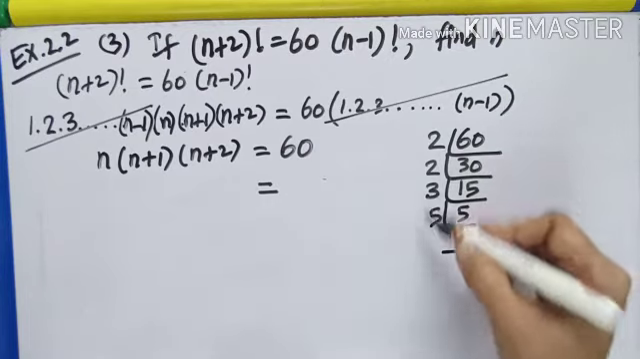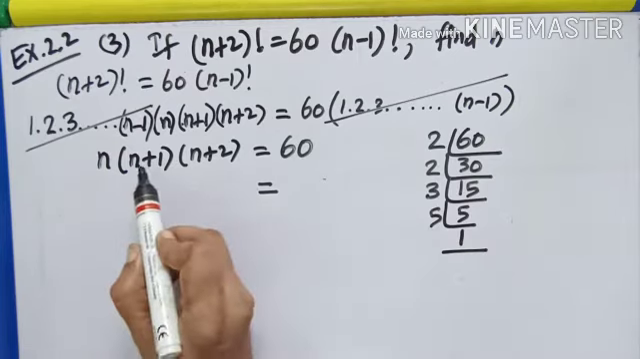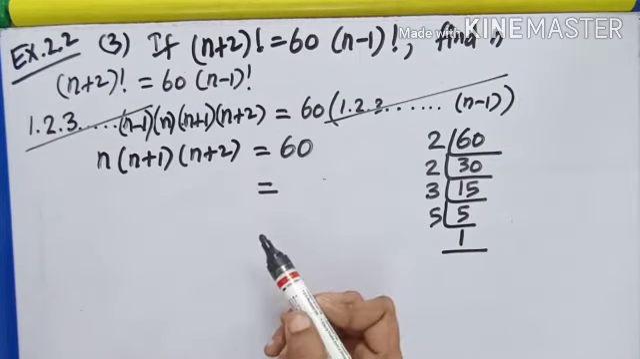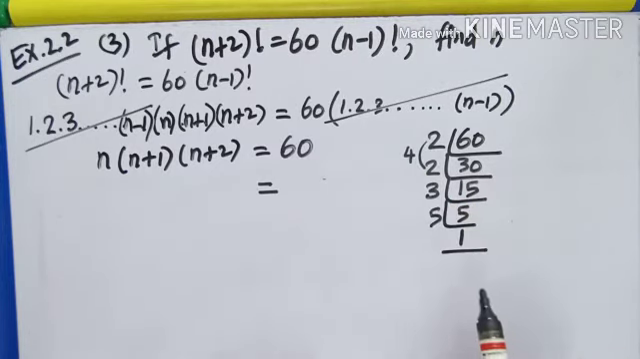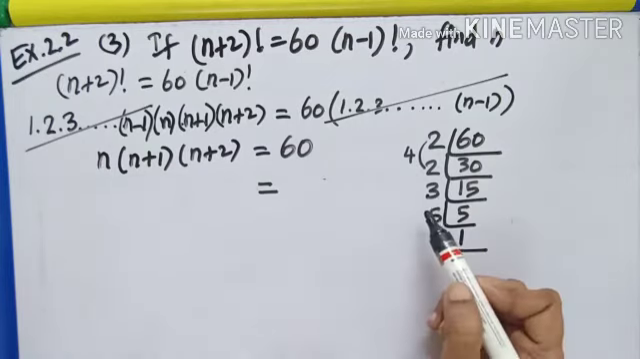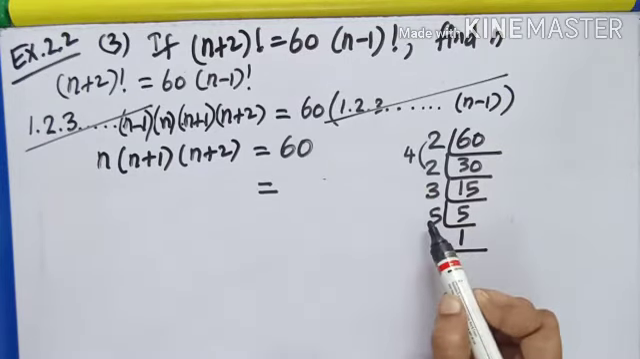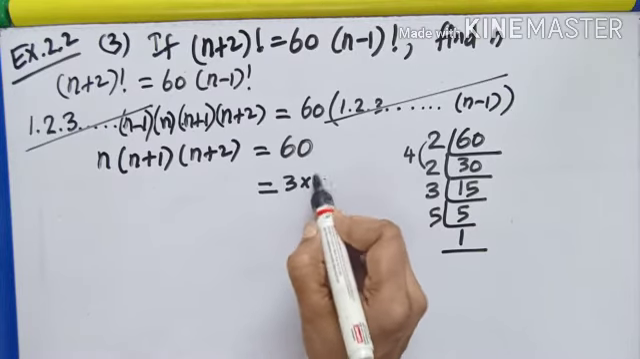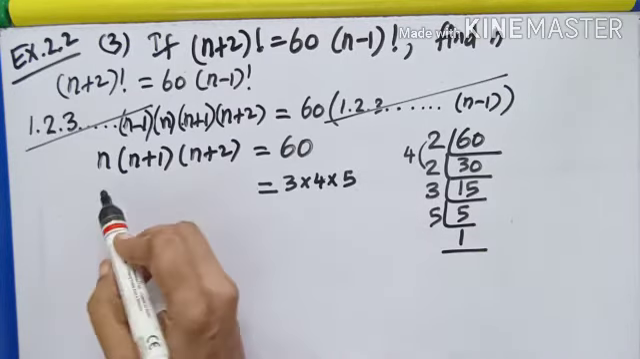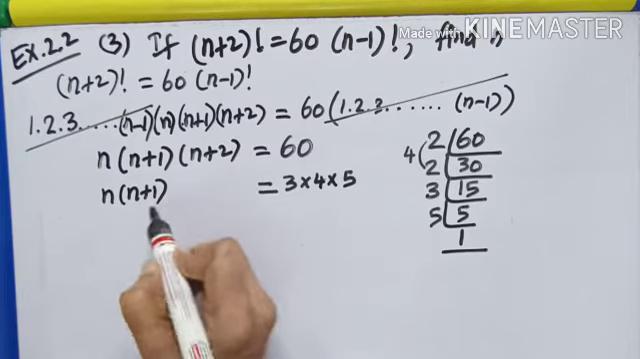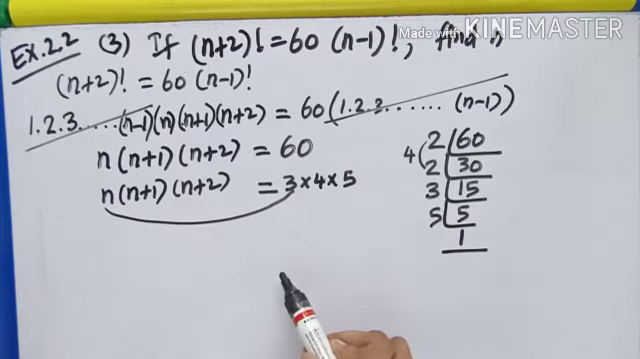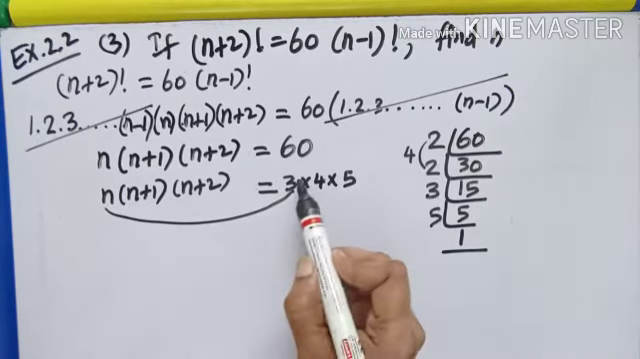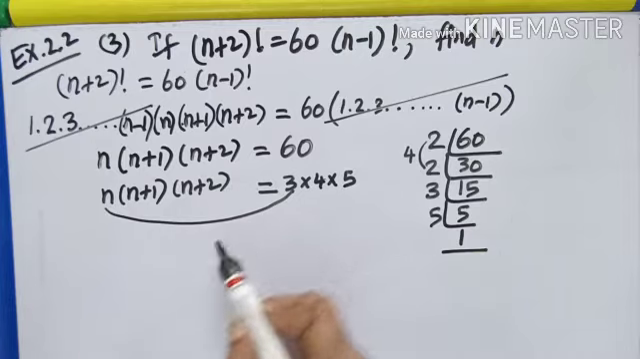So 60 is split into this. I want 3 consecutive numbers. That means next numbers. I have 3 and 5. So the immediate number will be 4. See whether I have 3 numbers from here: 3, 4, 5. So how to write 60? 3 into 4 into 5. This side what I have? N into n plus 1 into n plus 2. Check it properly. N value is 3, 3 plus 1 is 4, 3 plus 2 is 5. So what I get is n equals 3.